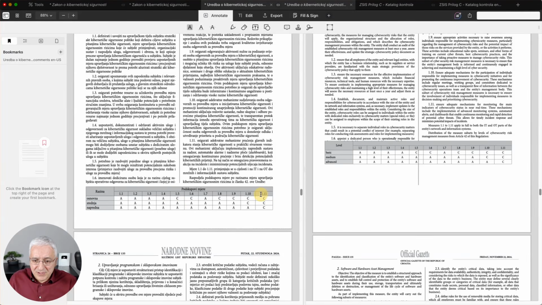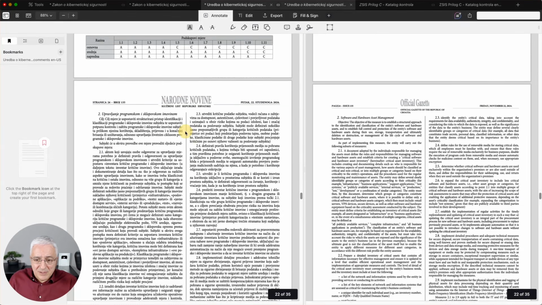Or if you go for this 1.11, this is about ensuring adequate mechanisms for monitoring the main indicators of cybersecurity status. So this one is not mandatory. This is something that can be implemented by companies on all levels of risk, if they assess that this kind of measure would be needed. So as you can see, it's not very easy. It's a pretty sophisticated system that you really need to study and really define. And as you can see here, it's pretty detailed.